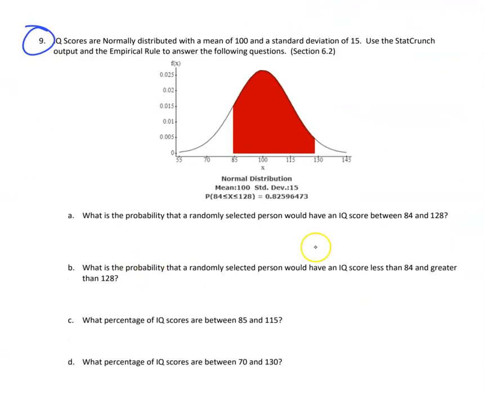All right, let's look at number 9. Number 9 gets into the empirical rule. And just like on the last test, I told you to write down those subsections of the empirical rule. I highly recommend that you do that again for this test. When you have a normal distribution, obviously it's symmetric. So the empirical rule definitely applies to any symmetric distribution. So they're telling you in this case, we have a normal distribution, the mean is 100, the standard deviation is 15. So there's a nice little output here of StatCrunch.